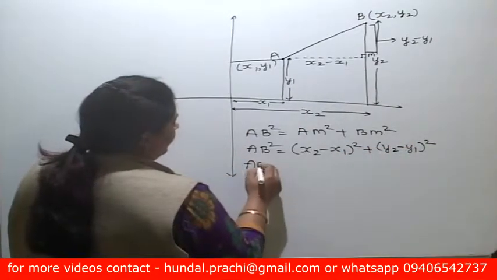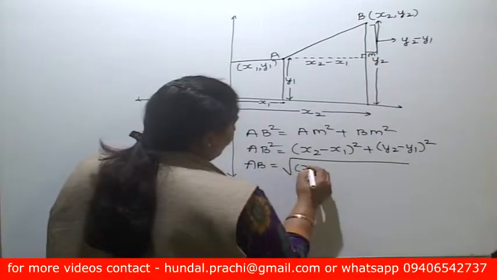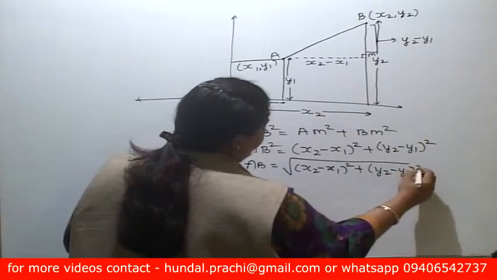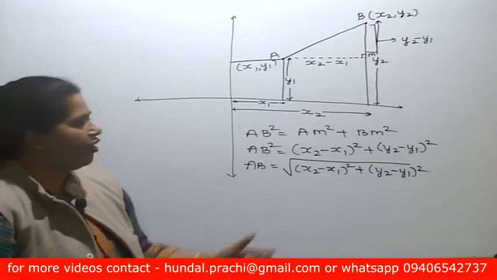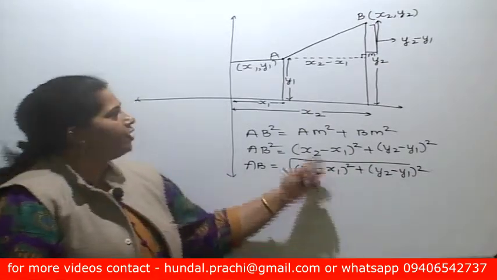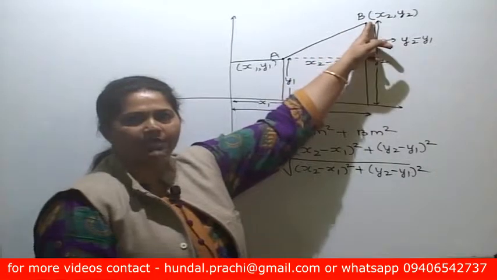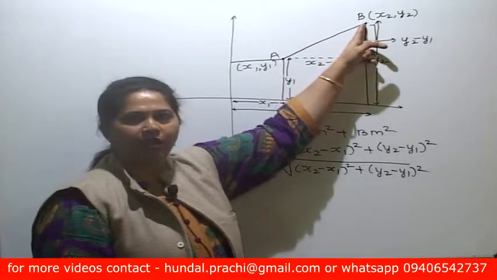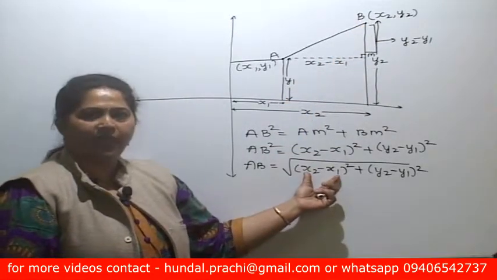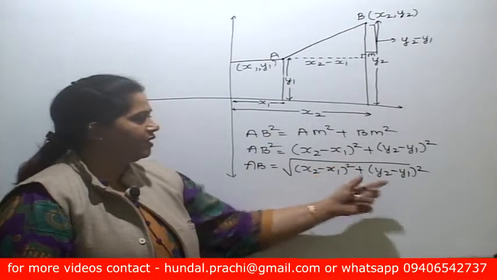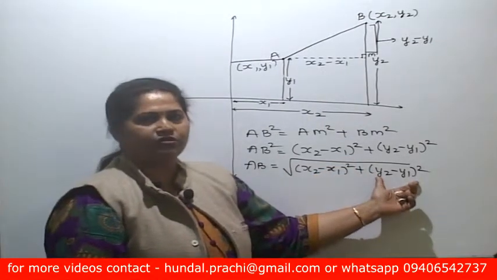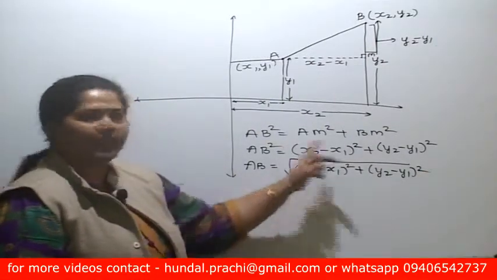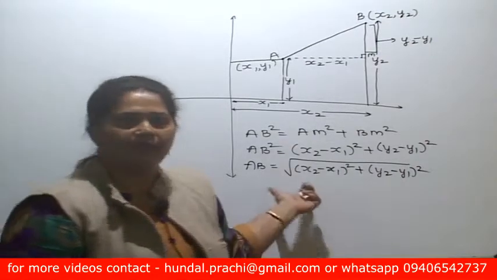So, to find out AB, this will be equal to square root of (x2 minus x1) square plus (y2 minus y1) square. The simple way of learning the formula is, if you have to find out distance between any 2 points A and B, where A is (x1, y1) and B is (x2, y2), then you simply take the difference of x coordinates of the 2 points and square it, then add to it the difference of y coordinates and square of that difference. Adding the two results, you take square root, you will get the distance between AB.